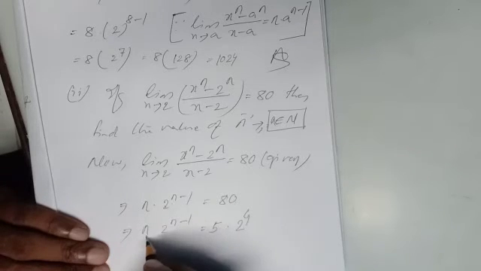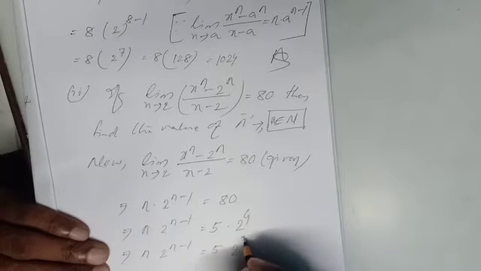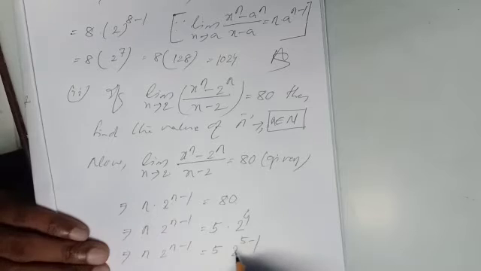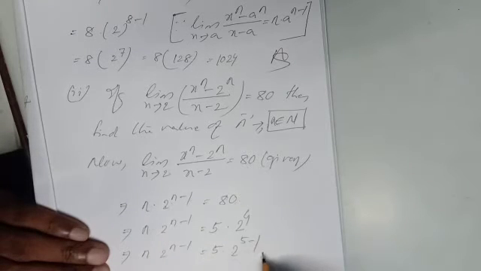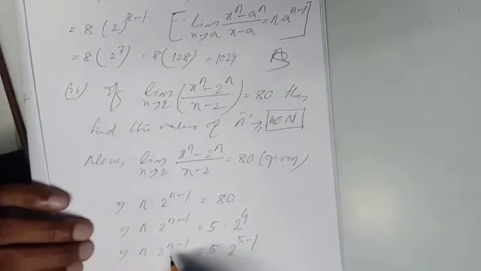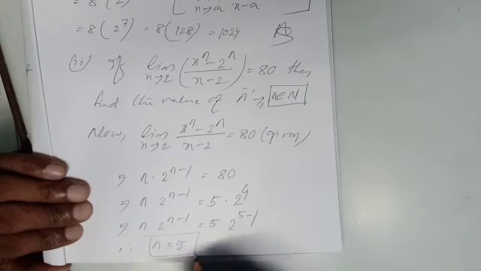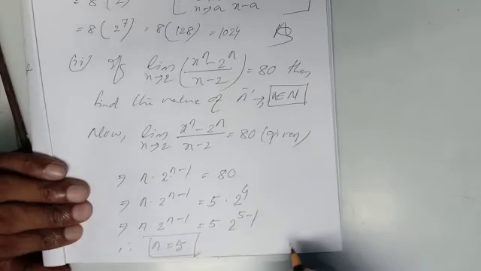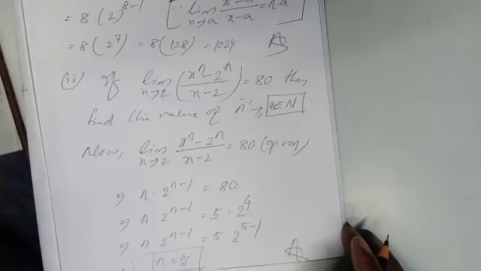Now comparing both sides, I am writing n into 2 to the power n minus 1, this is nothing but 5 into 2 to the power 5 minus 1, because 2 to the power 5 minus 1 is 2 to the power 4, which is 16, and 16 times 5 is 80. Now comparing both sides, what will we get? We will get n is equal to 5. Okay? This is the answer. In this way I have solved number 1, first part and second part. Let us see 2 more questions.